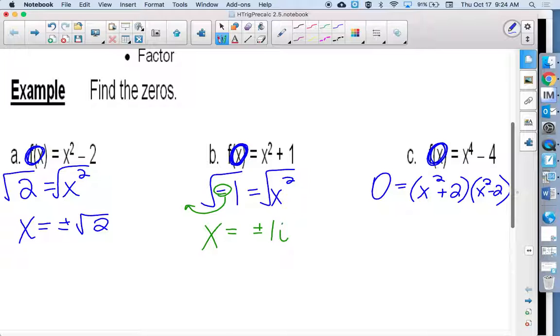So 4 is a perfect square. X to the 4th is a perfect square, and we would break that down as x squared. These are conjugates. I have the plus and the minus, the sum and the difference of each. So once you factor it down this far, there isn't any other factoring that we need to do, but we can just then solve each of those quantities.